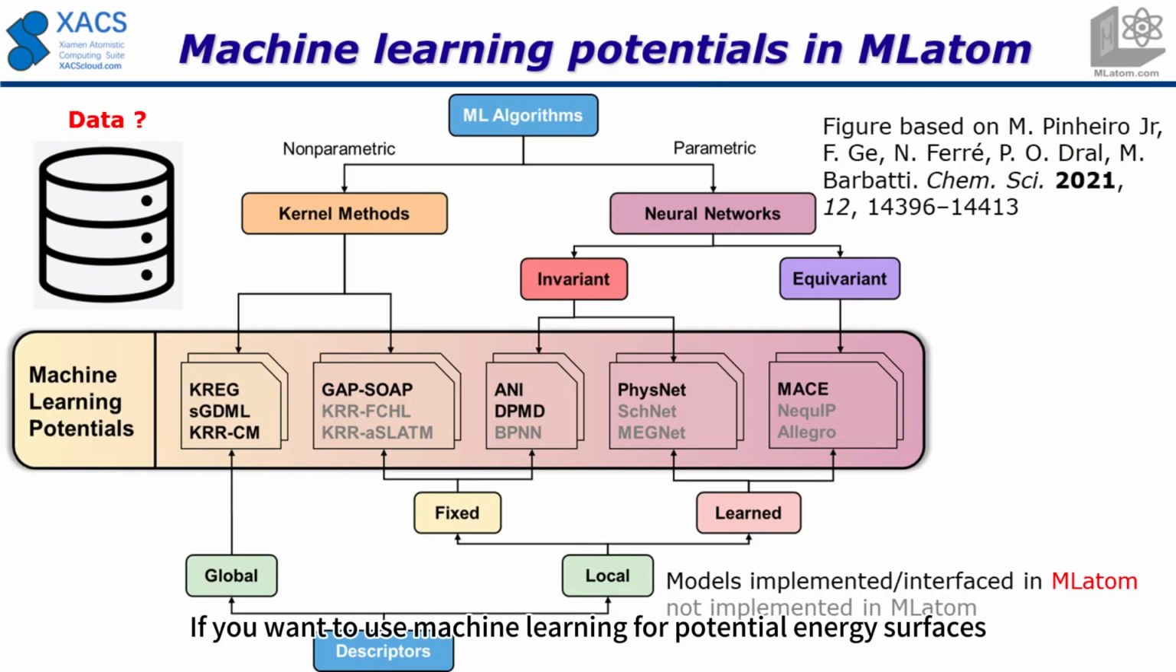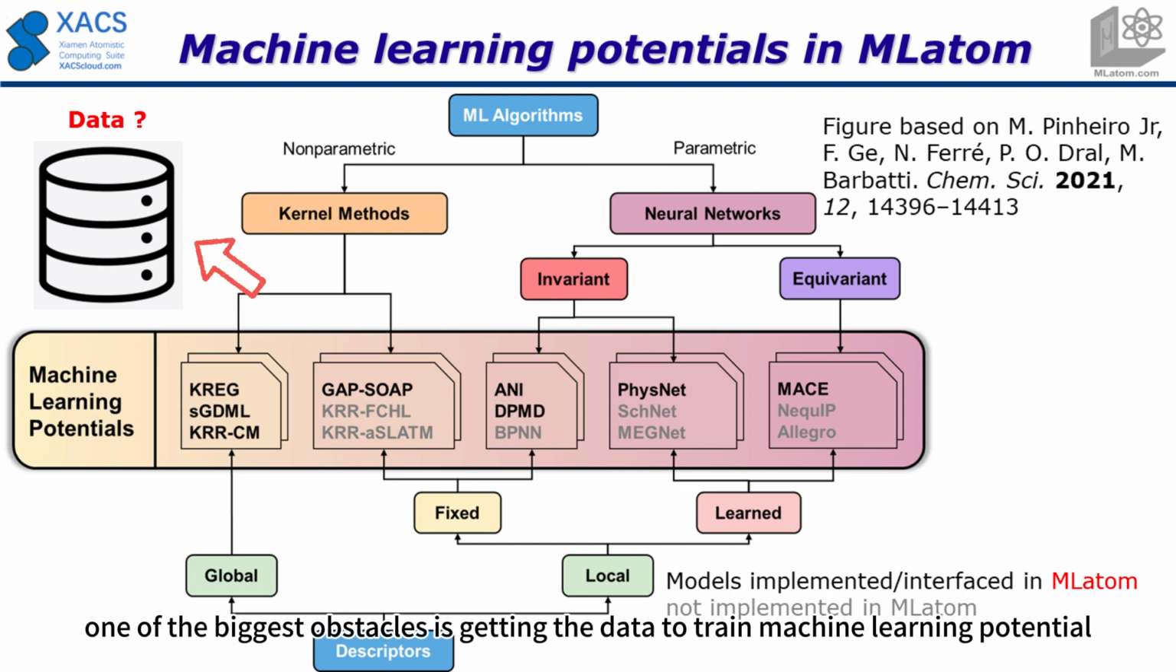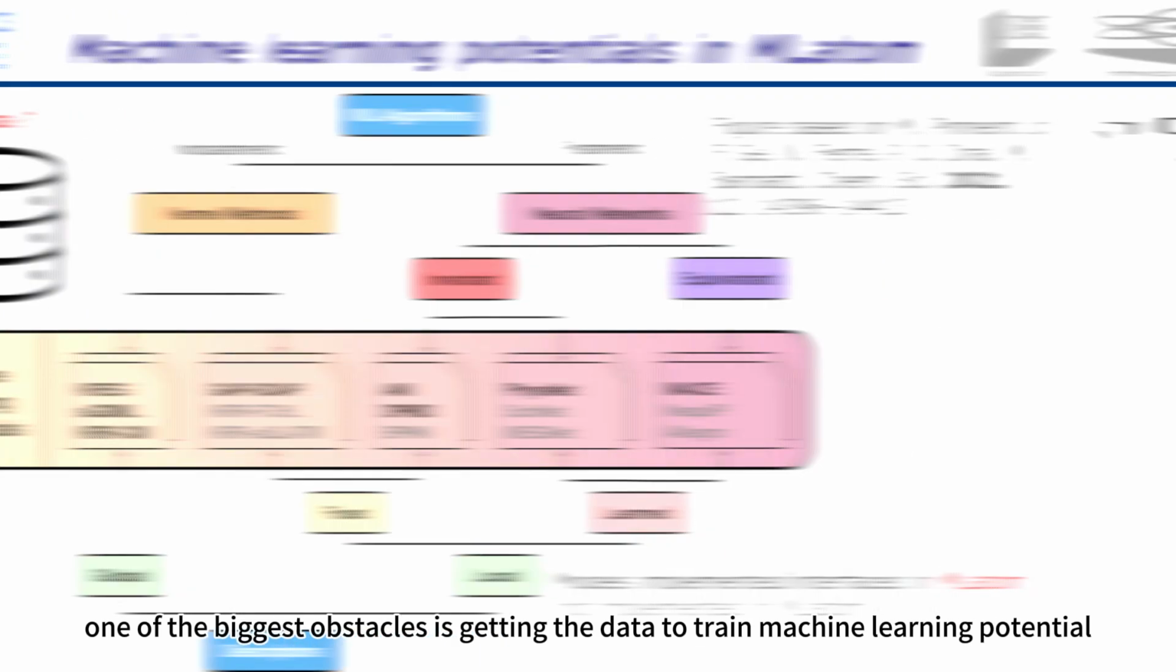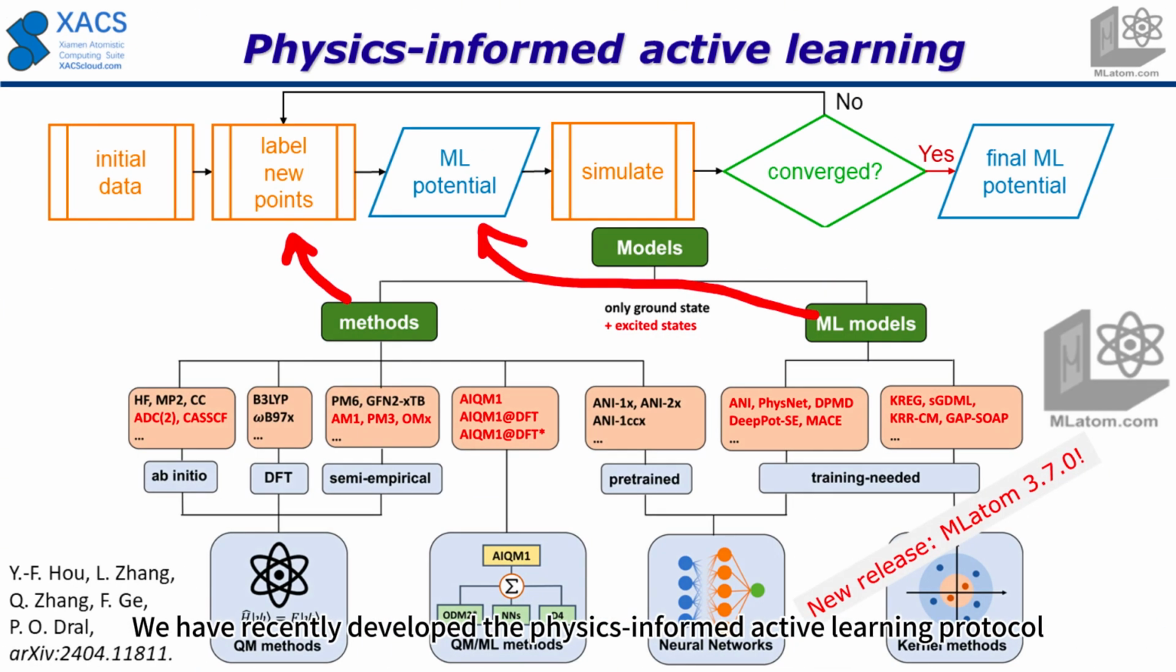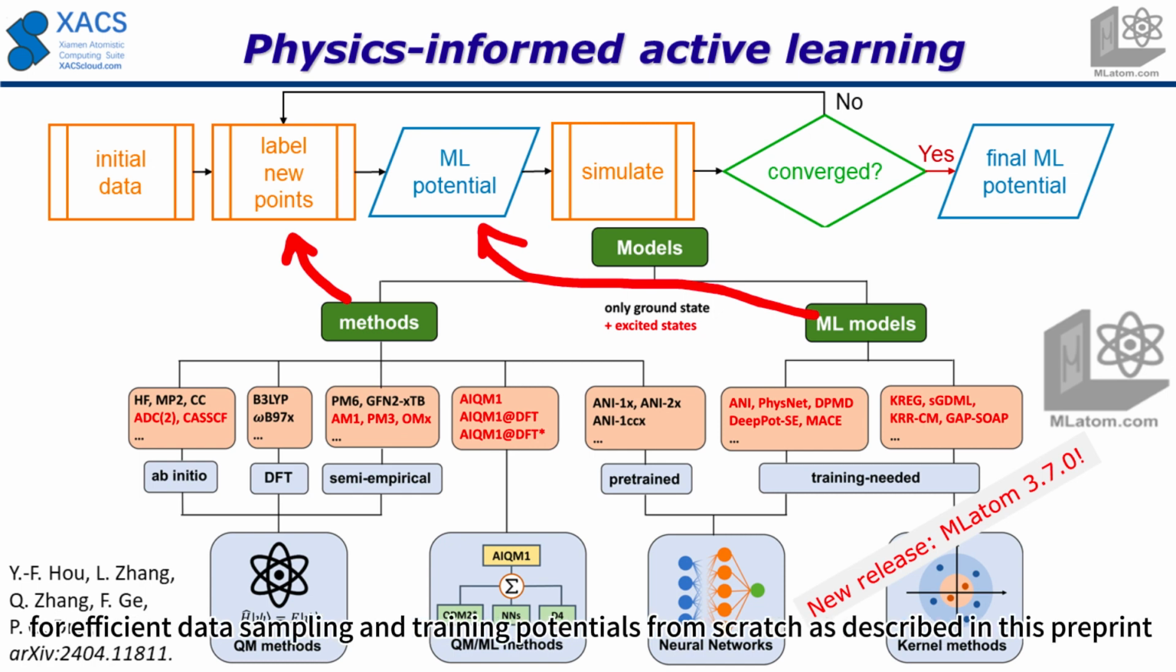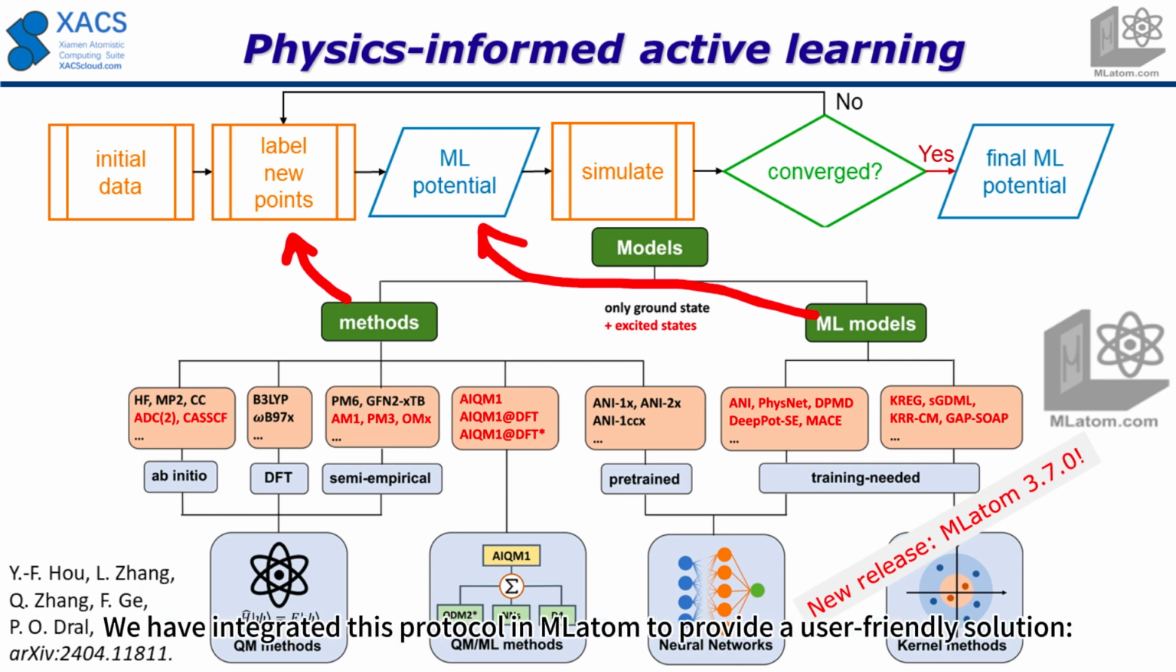If you want to use machine learning for potential energy surfaces, one of the biggest obstacles is getting the data to train machine learning potential. We have recently developed the physics-informed active learning protocol for efficient sampling of data and training potentials from scratch as described in this preprint. We have integrated this protocol in MLAtom to provide a user-friendly solution.